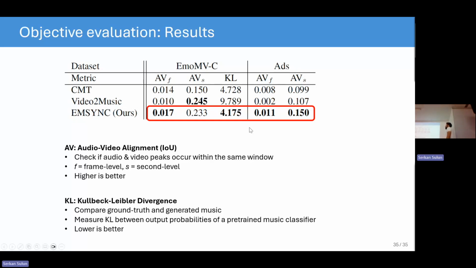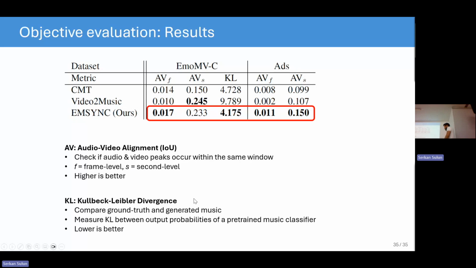The first one is audio-video alignment, intersection over union. We check if the audio and video peaks occur within the same window. So you check if the audio matches the video. Here we synthesize the audio already. I checked at 2 levels, because this window size can change. One of them is super short, at a video frame level, and the other is at the level of 1 second, so it's longer. Here higher is better.